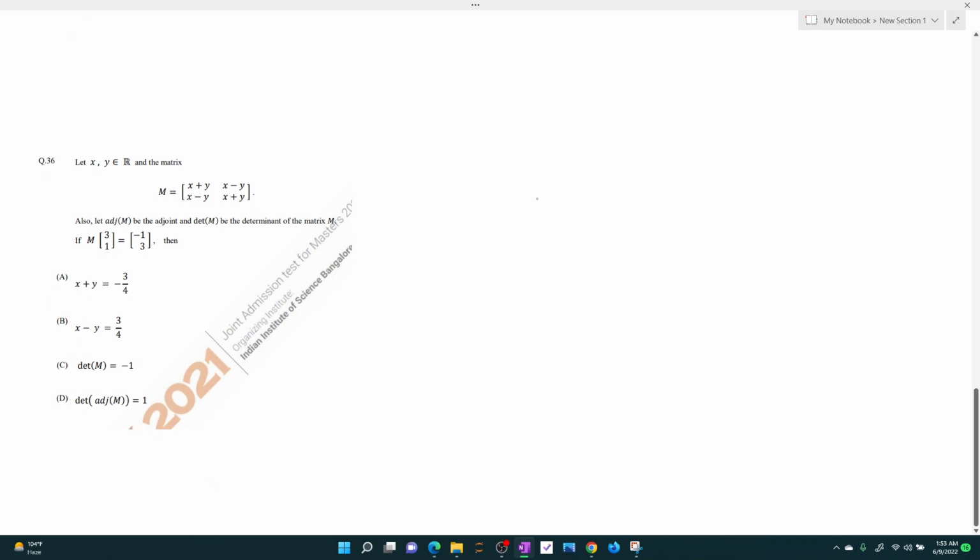Again, this is from the matrix and linear algebra section, and here they give us M, a matrix of the form x plus y, x minus y, x minus y, and then x plus y, with the condition that if we multiply with the vector (3, 1), the output is going to be (minus 1, 3), right? So here you can see that the unknowns are variable x and variable y. And in option A, they ask us about x plus y, and option B as well, they ask us x minus y, right?